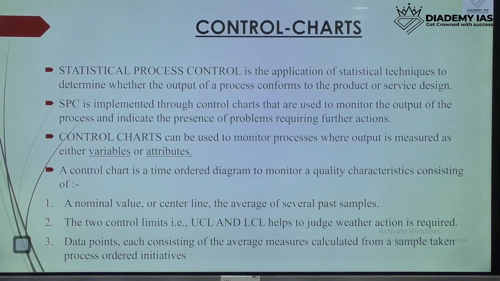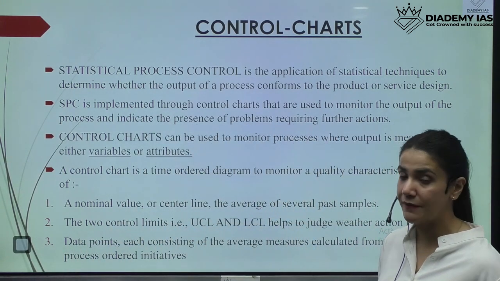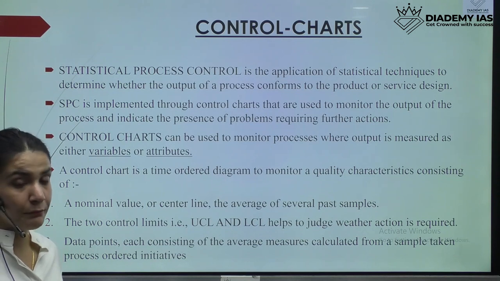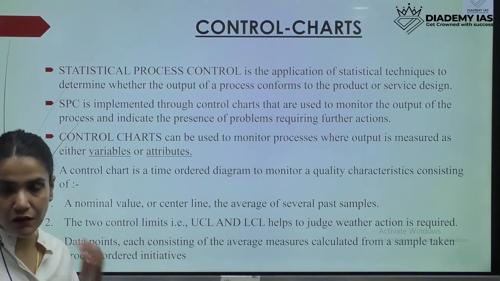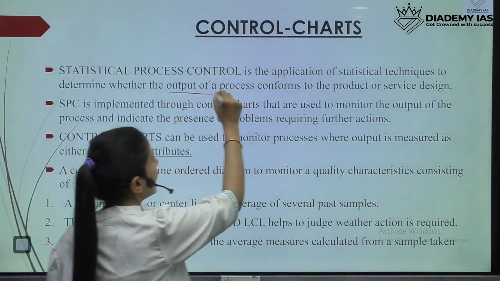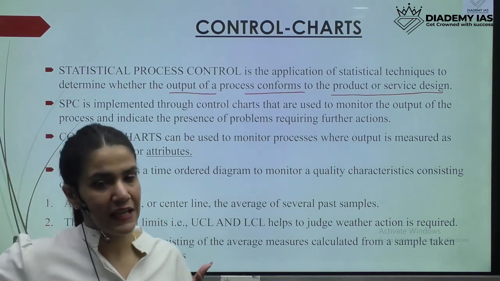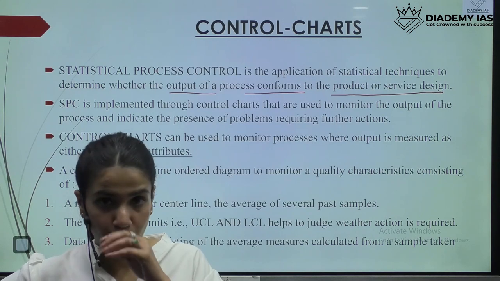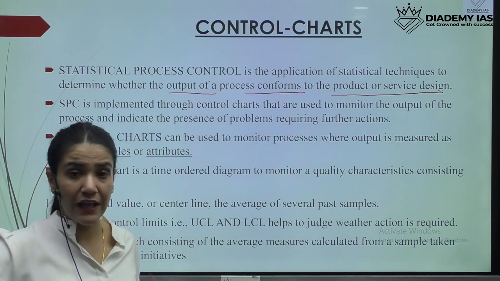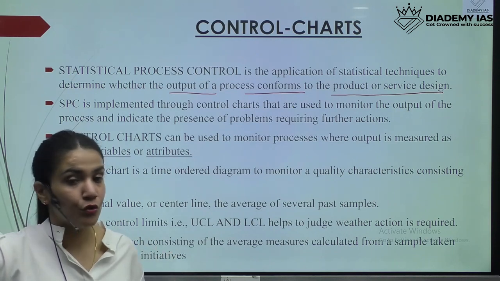Right. So let's quickly start today's class and begin our main topic for today's discussion, that is control charts, which I'm going to explain in detail today. Control charts are the most important tool considered in SPC, as an SPC statistical technique. It determines whether the output of a process conforms to the product or service design. So definitely, any manufacturer has expectations in the way they want to design their product. Is the product they are manufacturing abiding by all those parameters? And if it is not, they immediately stop the production or correct it as soon as possible.